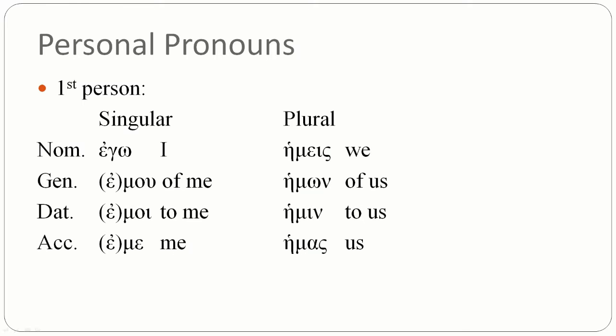me. And this one's really nice when it doesn't have the epsilon in the beginning. Just mu epsilon, and that looks exactly like me. So that one's nice. Hope everyone gets that one if we go over a translation. Now your plurals, hemes, we, hemon, of us or our, hemin, to us, and then hemas, us. Alright, that's your first person personal pronouns, I or we, and then the different cases.